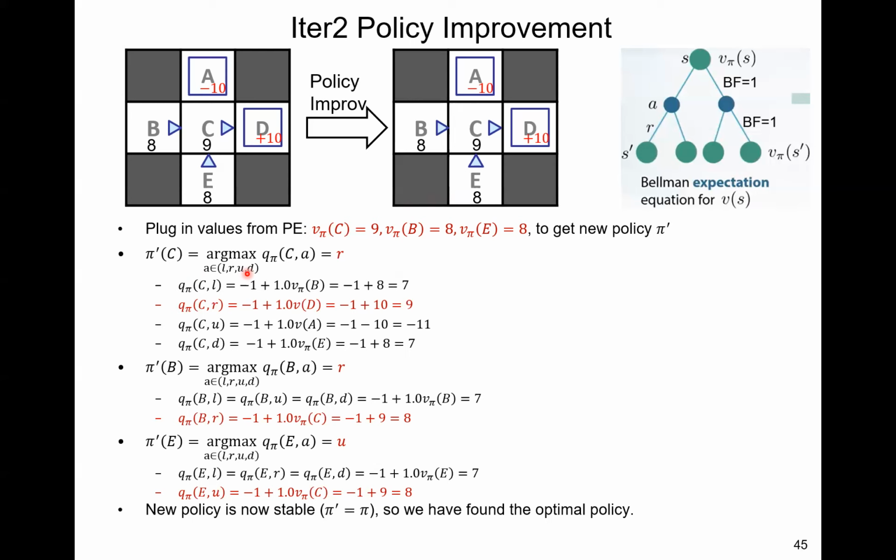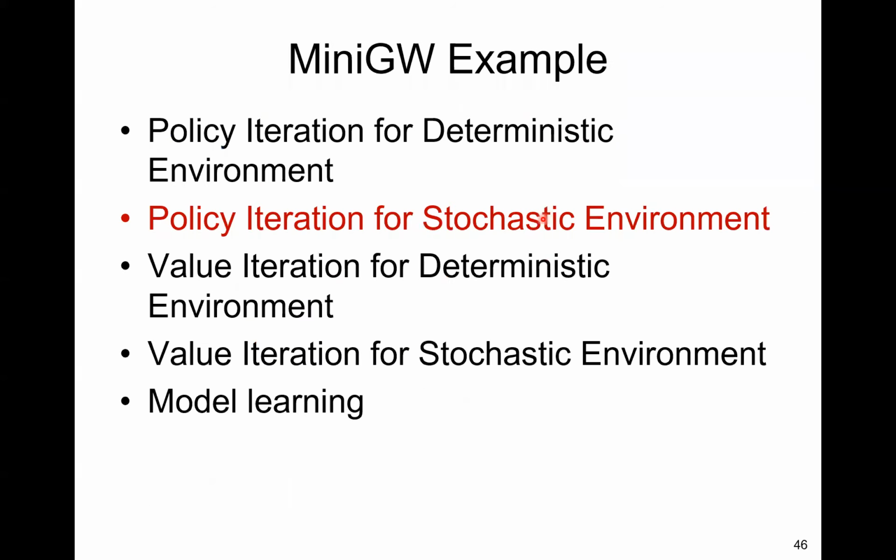But in this case, it didn't change. So it actually has converged. It's stable now. So our policy iteration has converged. We can finish and declare that the optimal policy is these arrows. So that's policy iteration for a deterministic environment, starting from a random policy and ending with a deterministic optimal policy.